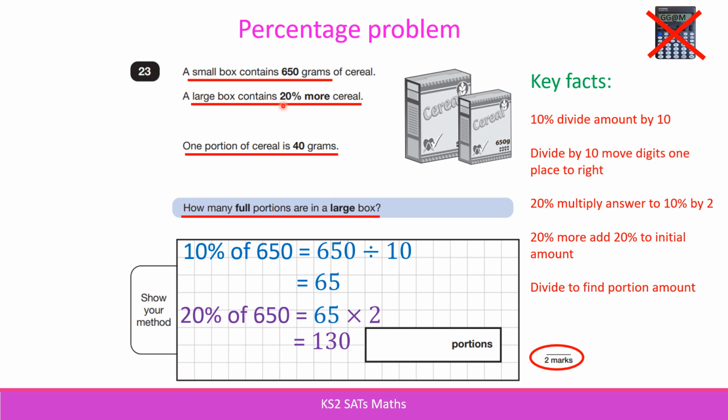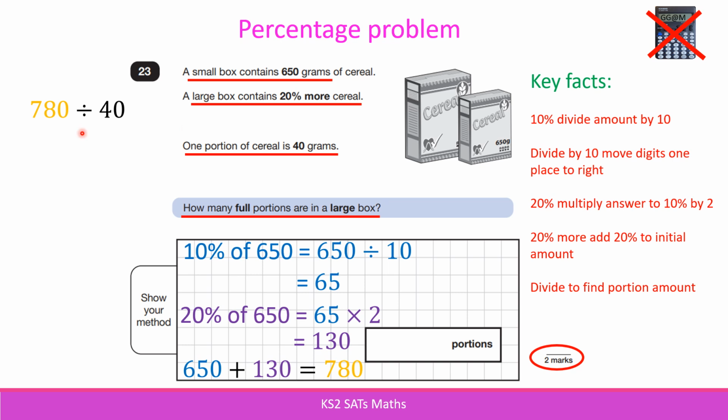But the question says the large box contains 20% more. 20% we know is 130, so that's 130 grams more than the 650. So I need to add those two numbers together. 650 plus 130: 50 plus 30 is 80, 600 plus 100 is 700, so I've got 780. Now 780 is the number of grams inside this large box, but we need to know how many portions there are from this large box, and each portion is 40 grams. So I've got to divide 780 by 40.